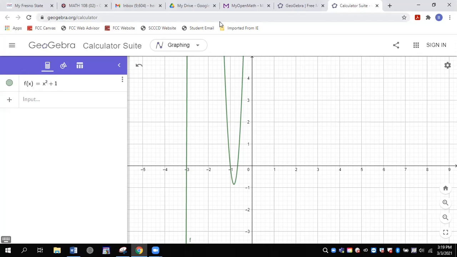Plus 1. Oh, I should have made that a fraction. My mistake here. Let me go just x over x. So I made a fraction. I just did the divide symbol, which is the forward slash.